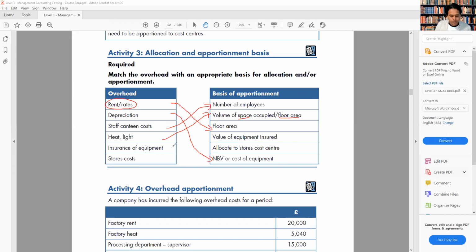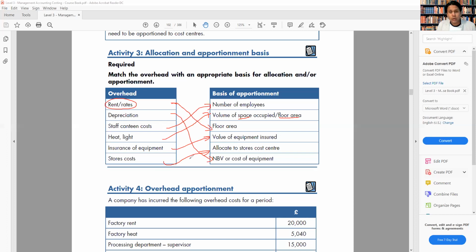Insurance equipment, what do you think? Insurance of the equipment. So that will be the value of equipment insured. Very well done. And the last one, store cost, that I can allocate straight away to the store, because it said already this cost belongs to the store. So I'll take it to store cost.